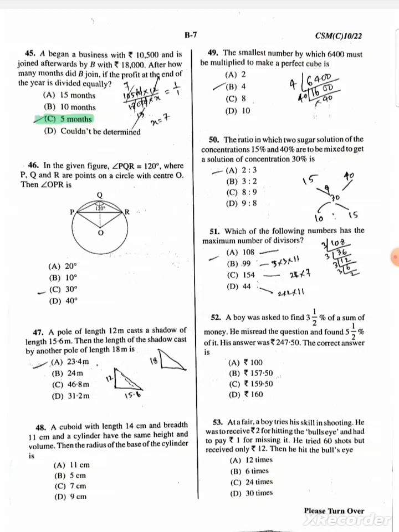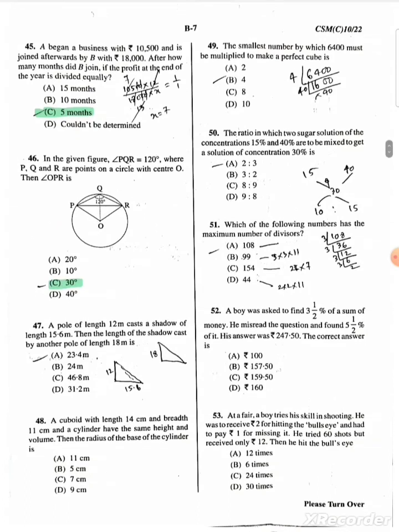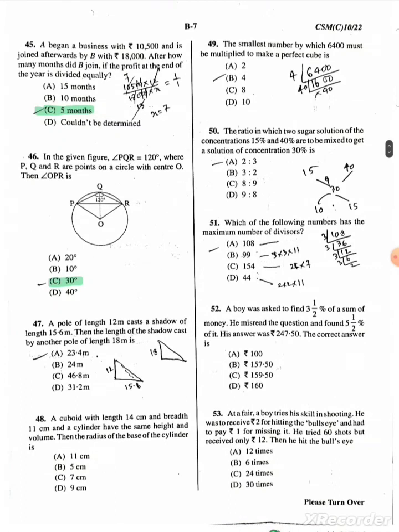In the given figure, you have to find out the value of angle OPR. It is 30 degree. A pole of length 12 meter casts a shadow of length 15.6 meter. Then the length of the shadow cast by another pole of length 18 meter is 23.4 meter. A cuboid with length 14 centimeter and breadth 11 centimeter and a cylinder have the same height and volume. Then the radius of the base of the cylinder is 7 centimeter. C.